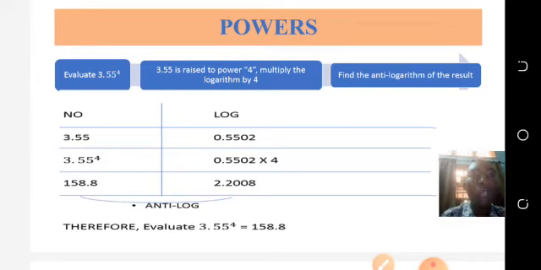And you look for the what? The logarithm of 3.55, and multiply the result by 4. So let's follow the table now. When you check the number 3.55, when you check the logarithm of 3.55, it's going to give us 0.5502. Isn't it? Okay, good, from your logarithm table.